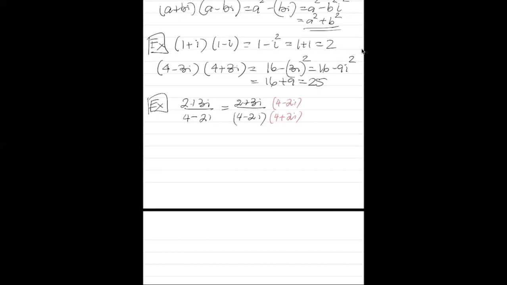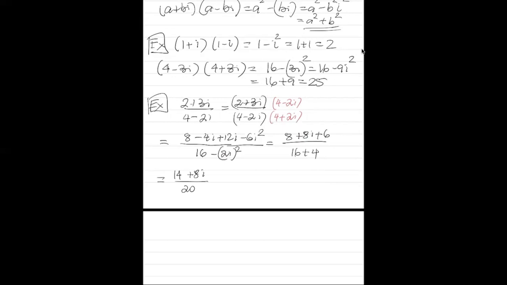So nothing changes. We have to FOIL quite a bit here, and on top we have 8 minus 4i plus 12i minus 6i squared. On the bottom will be easy because they're special. Their conjugates will be 16 minus 4i squared. So that is equal to, combine like terms, 8 plus 8i plus 6, because i squared was negative 1. And here we're going to have 16 plus 4, because i squared is negative 1. So finally, we have 14 plus 8i all over 20.